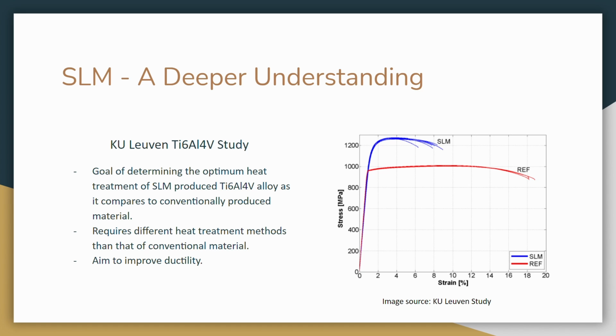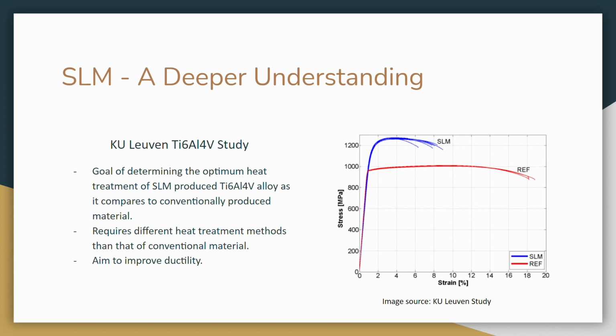SLM is the most mature and the most common technology in the industry. These parts can be very complex and enable geometries that would otherwise be impossible to machine or require many more parts. However, these parts must undergo an extensive heat treatment process after they are manufactured to make sure that they are more ductile, decreasing their brittleness.